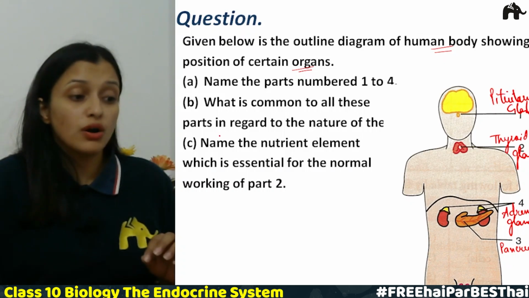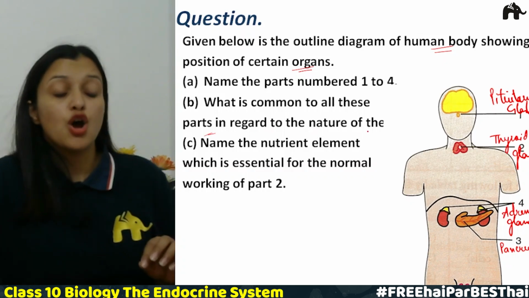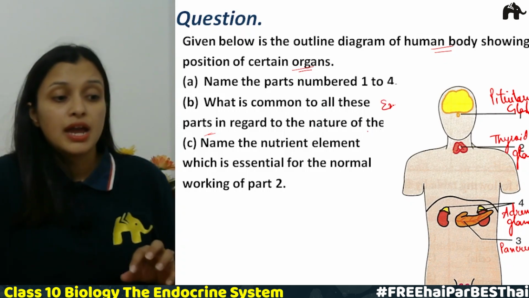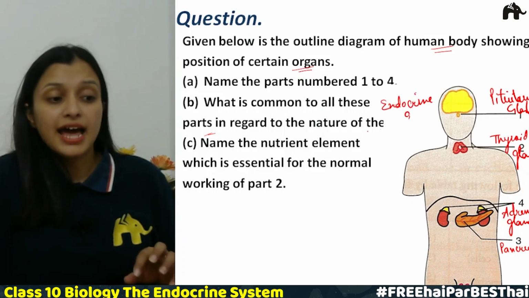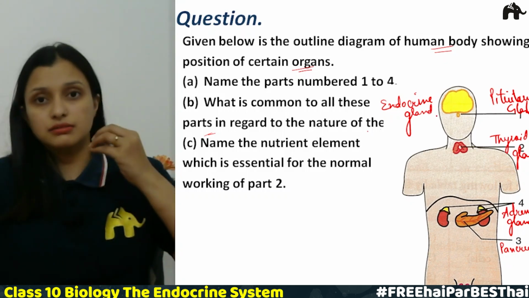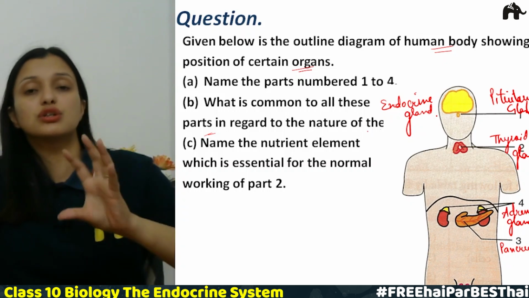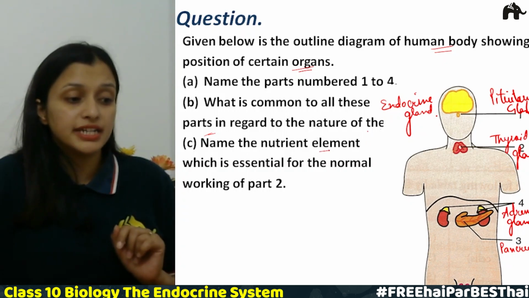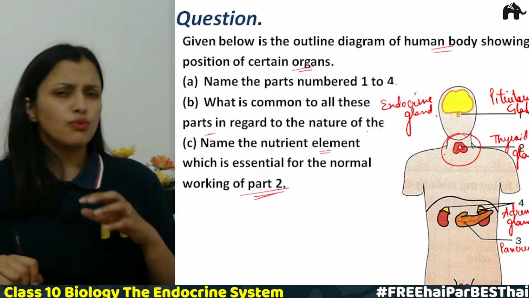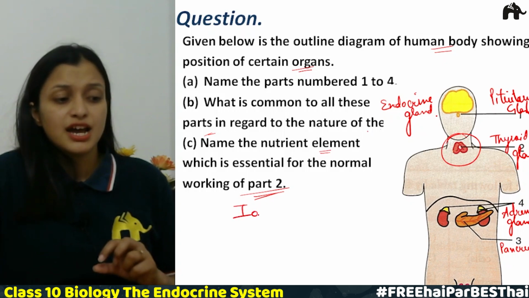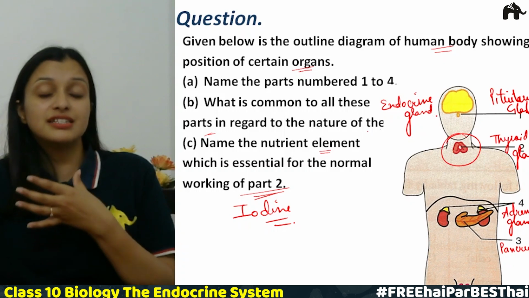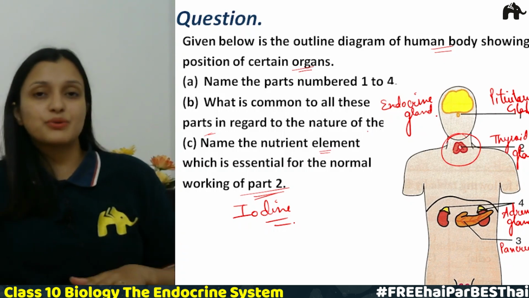What is common to all these parts in regard to the nature of these organs? All of them are endocrine glands, which are ductless glands that release their secretions into the blood, and through blood these secretions reach the target organs. The next is: name the nutrient element which is essential for the normal functioning of part 2, the thyroid gland. Which nutrient is needed? That is iodine. Iodine deficiency can cause goiter, the swollen neck disease. I hope this question is also clear.